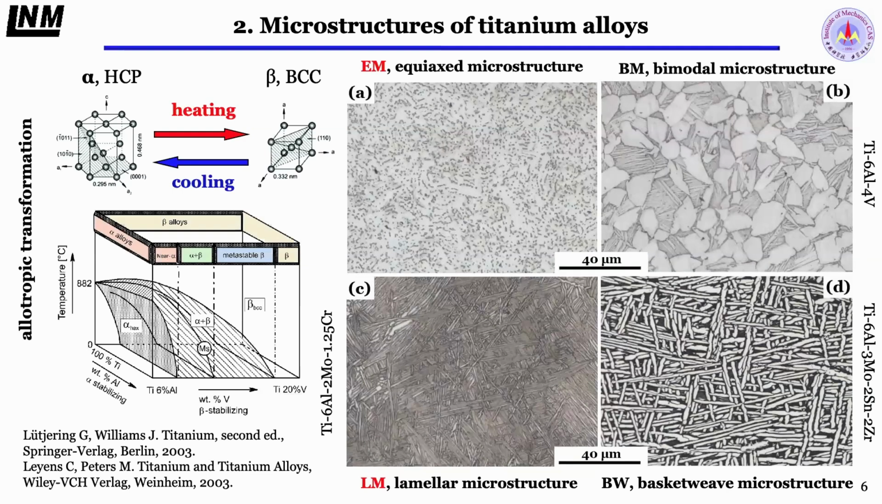For near alpha and alpha plus beta, there are only 4 basic microstructures: equiaxed microstructure, bimodal microstructure, laminar microstructure, and basket weave microstructure. The basket weave also comes from the forged state. The key is the shape of the alpha phase. For equiaxed and bimodal microstructures, the alpha phase exists as equiaxed alpha grains, but for laminar microstructure, only laminar shape.